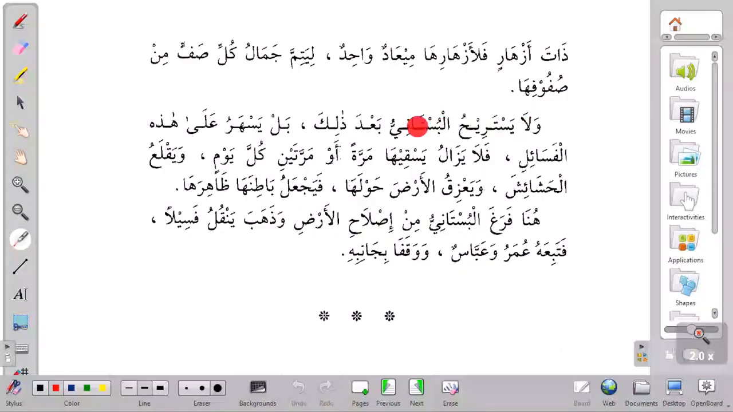وَلَا يَسْتَرِيحُ الْبُسْتَانِيُّ بَعْدَ ذَلِكَ, and the bustani, the gardener, does not rest after this. بَلْ يَسْهَرُ عَلَى هَذِهِ الْفَسَائِلِ, but he takes care of them. Sahira yas-haru means to have a sleepless night. It doesn't really mean that he doesn't sleep, but it gives us the image of how much work he has to put in, as if he is having a sleepless night.